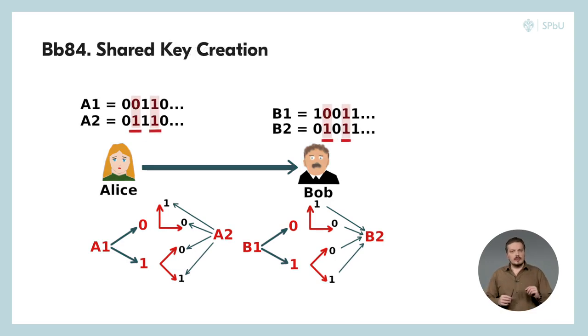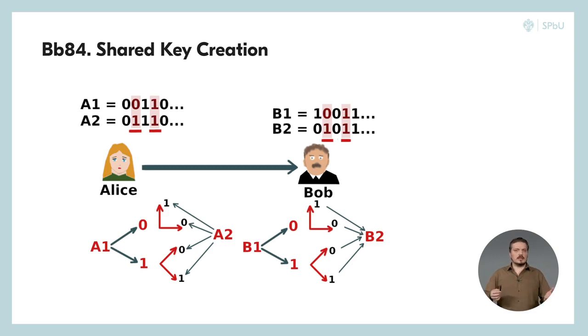On step 3, Alice calls Bob using some open and insecure communication channel, and she sends him her A1 sequence. The only requirement for this channel is that Alice and Bob must be sure that they are talking to each other and not to Eve. Eve may only eavesdrop on this channel.